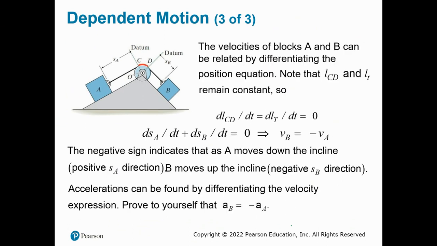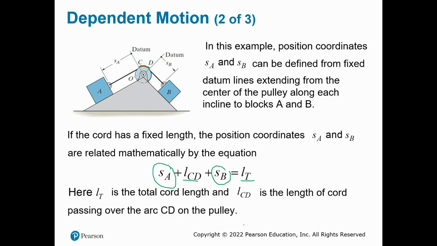Now, if I take the first derivative of this equation with respect to time, notice that SA and SB are lengths, physical quantities of distance, positions. When I take the first derivative with respect to time, I get velocity. Let me keep writing here. The derivative of SA will give me velocity VA.